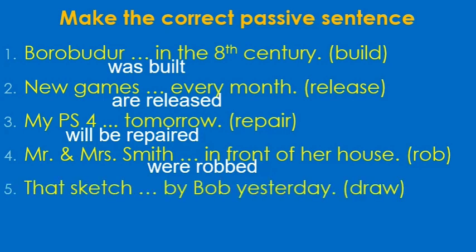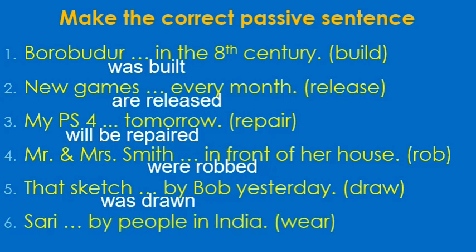Number 5, that sketch by Bob yesterday. It's clear yesterday in the past. So that sketch was drawn. And the last, sari blah blah blah people in India. Sari is a kind of outfit, clothes. People in India. There is no time here, but we know that this is something that happens usually. It's a fact. So verb 1, sari is worn by people in India.